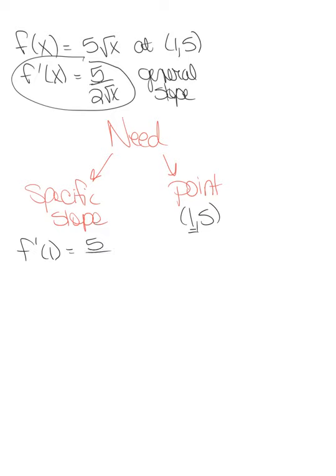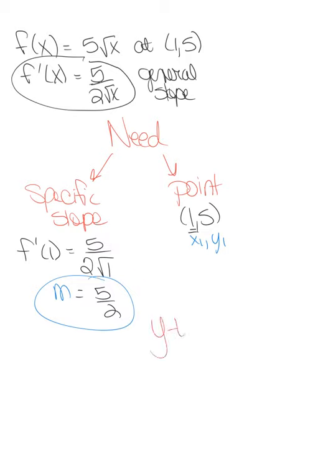That's going to be equal to 5 divided by 2 square root of 1. Now, you never use the plus or minus of a square root unless you're taking the square root of both sides. So we get 5/2 for our slope. This, folks, is going to be our m value. And then the x1, y1 was given to us. Again, the formula that we're using is y minus y1 is equal to m times x minus x1. So putting in everything but x and y, we get y minus 5 will be equal to 5/2 times x minus 1.